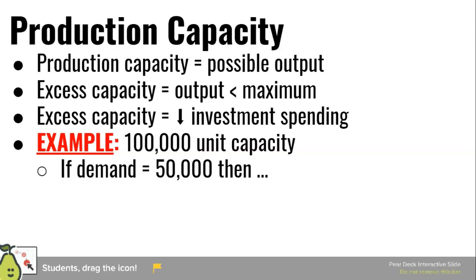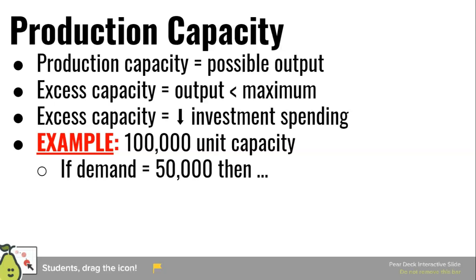And that goes hand in hand with the idea of production capacity, which is how much you can actually make in a manufacturing setting. If you have excess capacity, it means that your output is less than the maximum you can produce. And so when there's excess capacity, we tend to see a decrease in investment spending. The closer we get to the ceiling, the maximum that we can produce, the more likely investment spending is going to become.